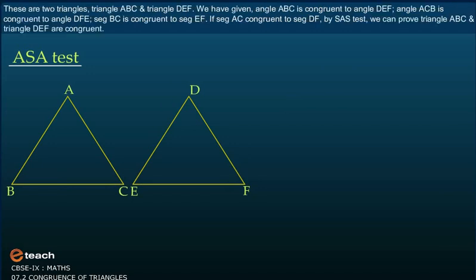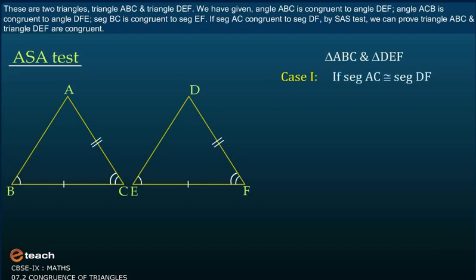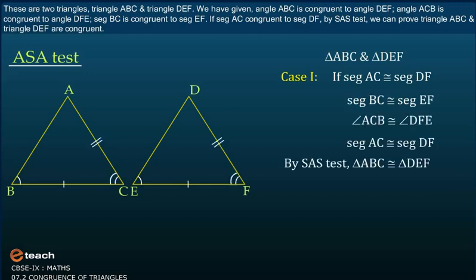These are two triangles, triangle ABC and triangle DEF. We are given angle ABC is congruent to angle DEF, angle ACB is congruent to angle DFE, segment BC is congruent to segment EF. If segment AC is congruent to segment DF, by SAS test we can prove triangle ABC and triangle DEF are congruent.